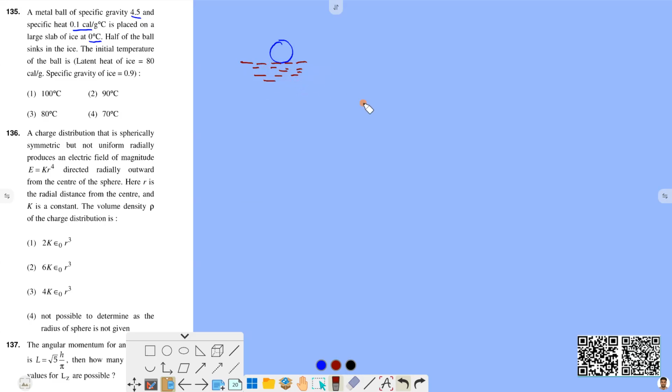Now what happens, as this ball is hot, it will transfer some energy to the ice, and now ice will melt in the form of water. So suppose this is water. Now ice has melted and it has become water. Some amount of ice has melted, and now half of the ball is into the ice. So it means that half of the ball is now inside the water and half of the ball is outside the water. So in this diagram, we can say there is exchange of heat.